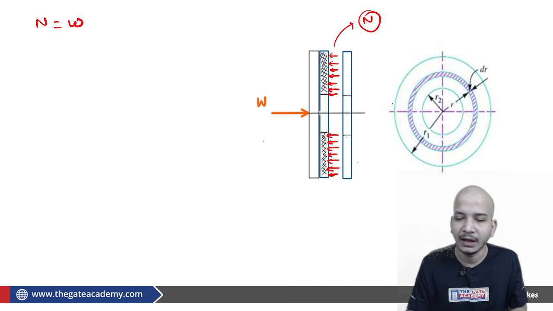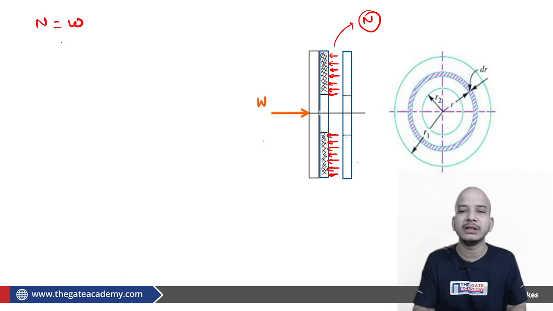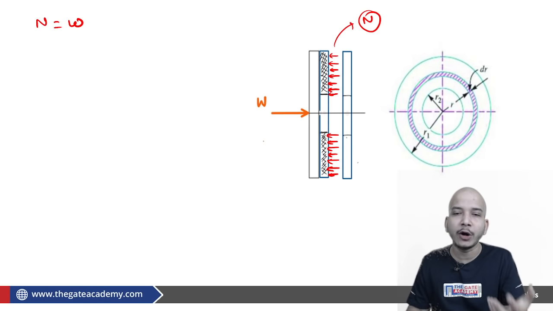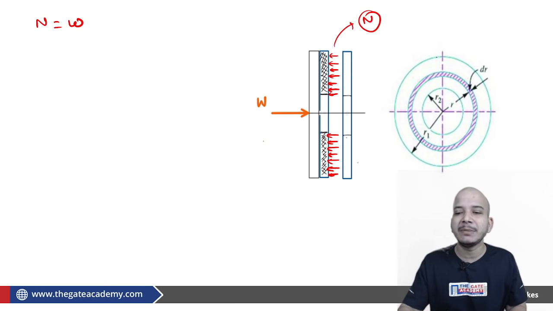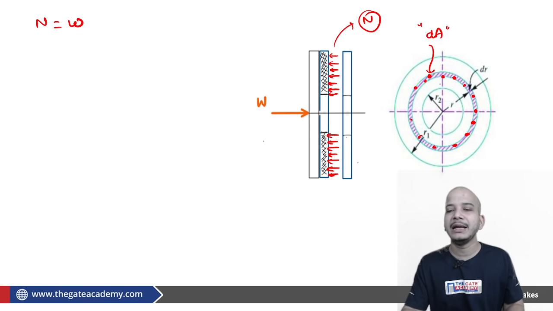Basically, right now I don't know how this normal reaction is distributed between both the surfaces, but as far as symmetry is concerned, for this elemental circumferential area, you can definitely say that whatever intensity of normal reaction is at this point, the same will be at every other point, the same throughout the element, throughout this elemental area.